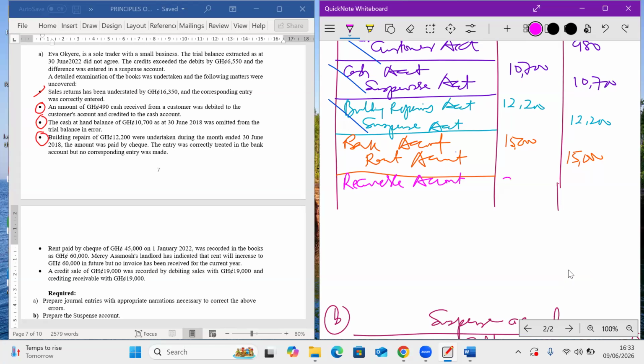Receivable account, how much is it? It's 38,000, debits. Then what's the other one? Sales account. How much is it? 38,000. So if you use a pencil, you can close it off. Finally, you close off your table.